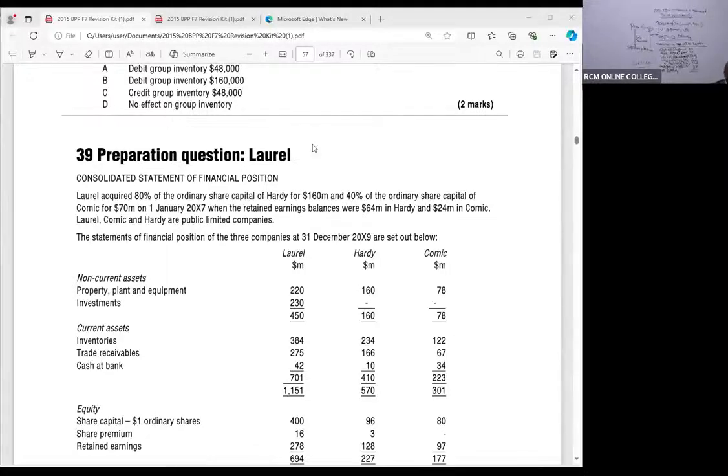No, not parent. Sorry for that. Parent is Laurel. The investor is the parent. And then Hadi now becomes the what here? The subsidiary, for 160 million.